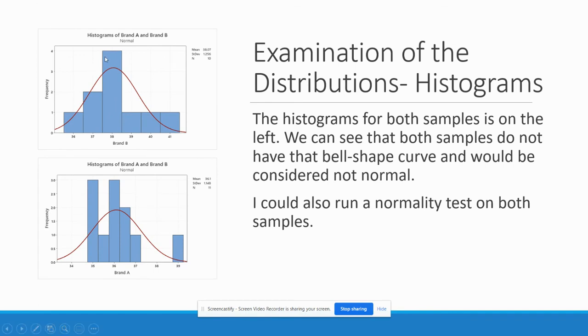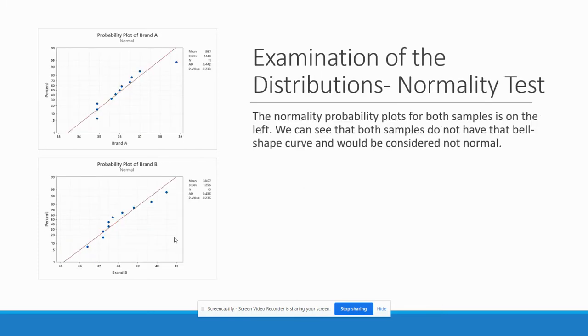And here are the histograms for brand A and brand B. And if you look at this, they're not too bad. This one looks skewed. The easier way for me to do this is the normality test. For brand A, the p-value is 0.233, which means it is not normal. And down here for brand B, you can see the dots are not on the line and the p-value is greater. So again, that is not normal.